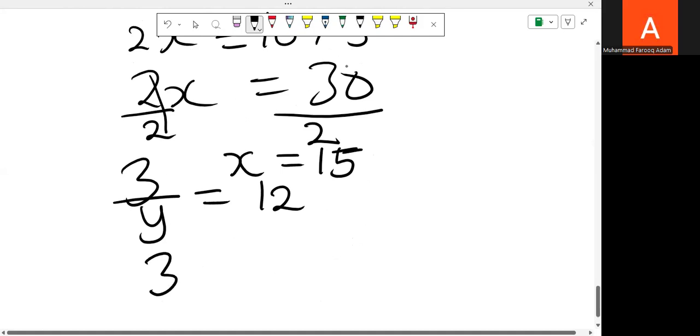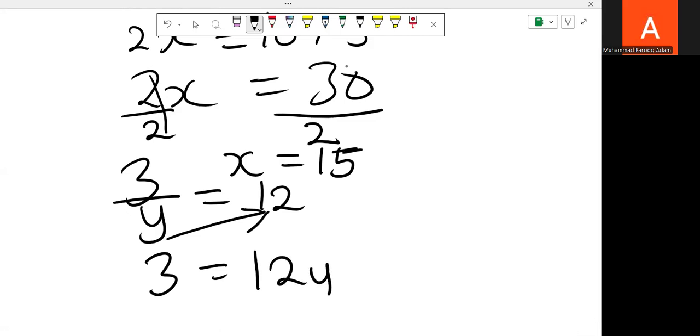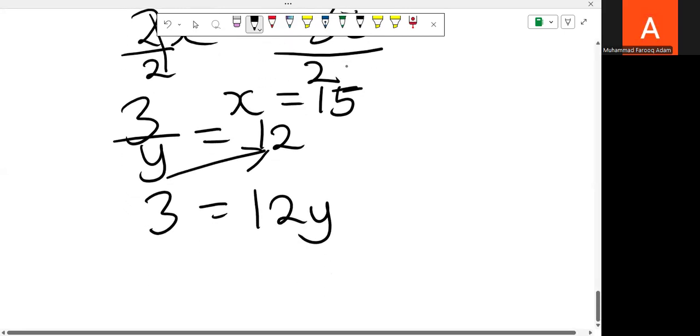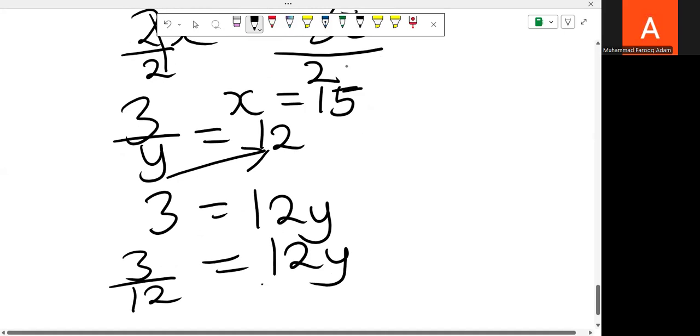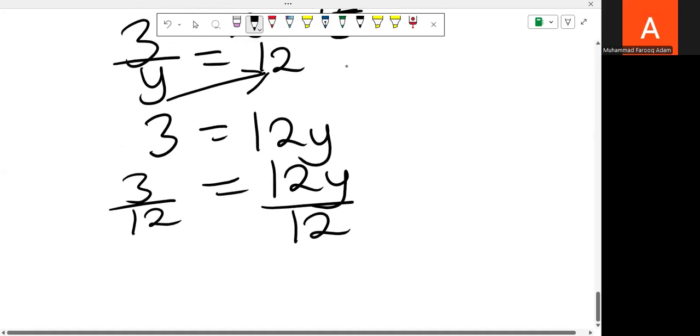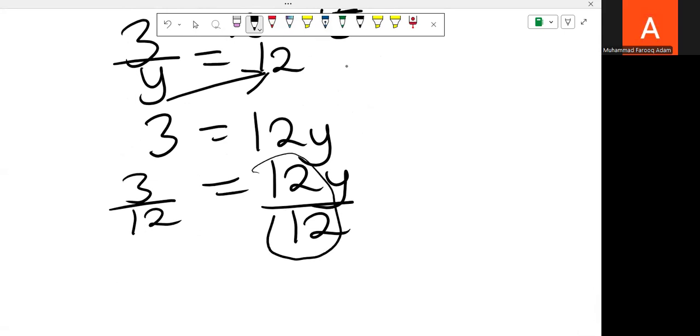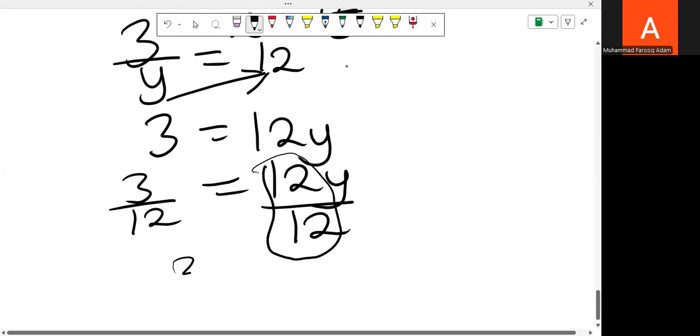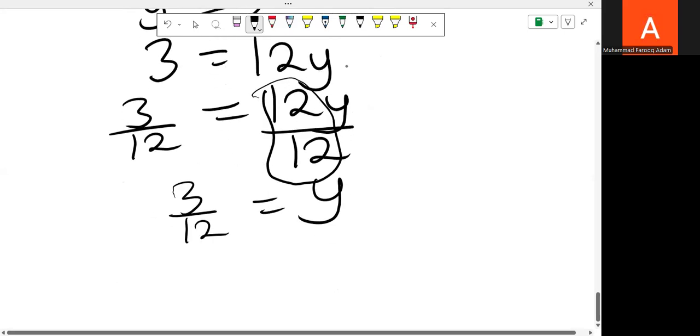3 is here. We cross multiply this y to this side. We have 12y. And we divide through by the coefficient of y. The coefficient of y here is 12, so we divide through by 12. So 3 divided by 12 is equal to 12y divided by 12. The 12 and 12 here are the same, so they cancel out. And 3 over 12 is equal to y. So y is equal to 3 over 12.